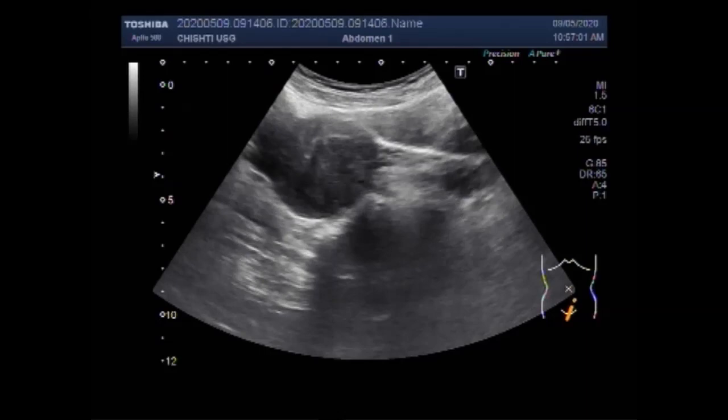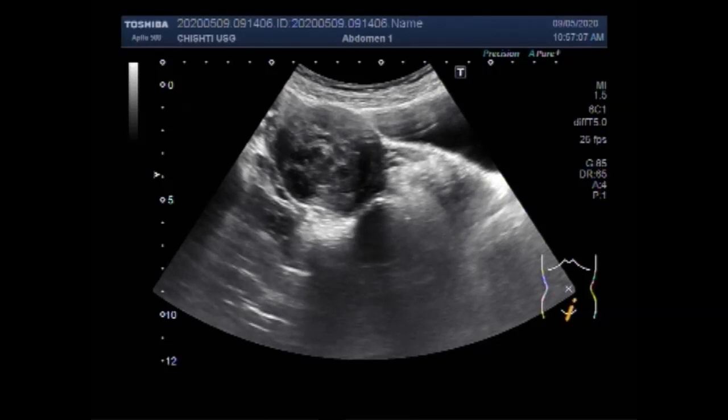Epithelial tumors can be either benign or very dangerous. About 90% of ovarian cancers are epithelial tumors.